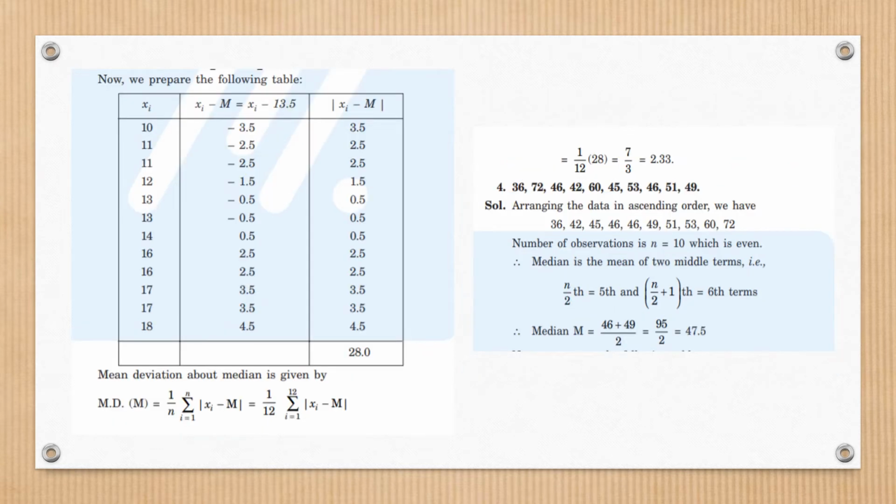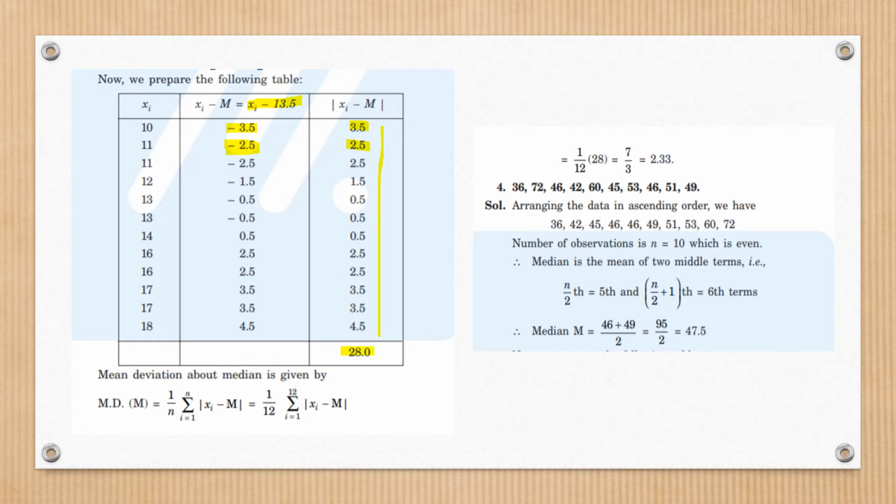Now the table for xi is all these observations which are given. Xi minus M, M meaning median, that is xi minus 13.5. So 10 minus 13.5 is minus 3.5, and 11 minus 13.5 is minus 2.5, and like this. Here I'll take all the magnitudes, that is mod. So it will be 3.5, it will be 2.5, and all our terms are positive. And their sum is 28.